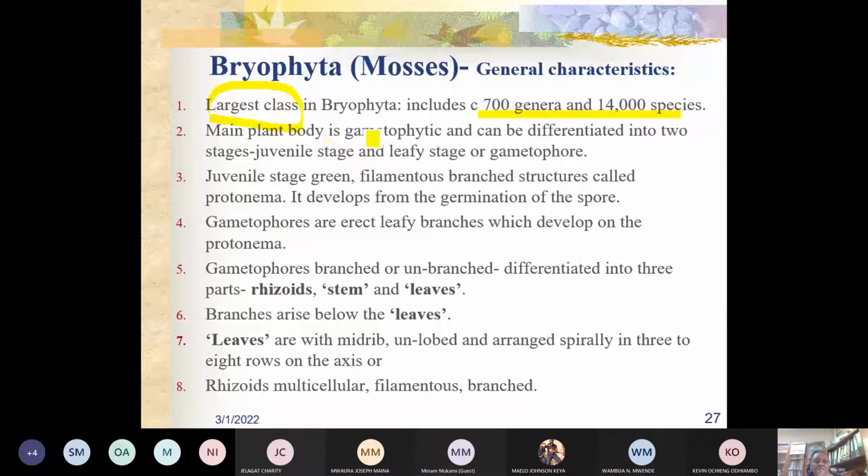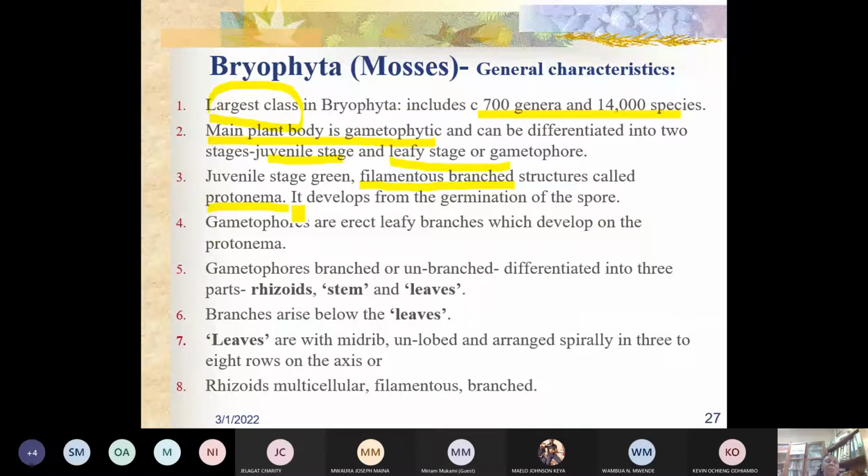Now, general characteristics, it has a main body that is a gametophyte, which is not new. That's what we've already seen in the other groups. The main body is the gametophyte. However, here it is differentiated into two. You have the juvenile stage, and then we have the leafy stage. How are those different? The juvenile stage is just a filamentous branch, which we call the protonema.